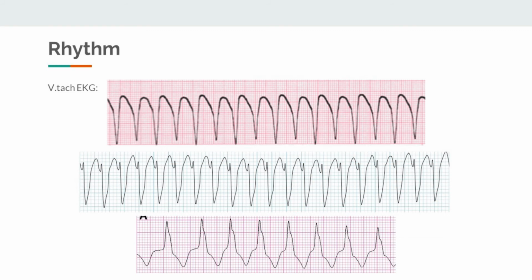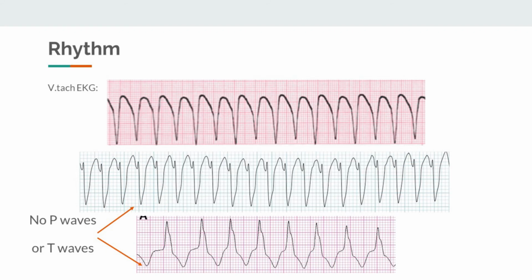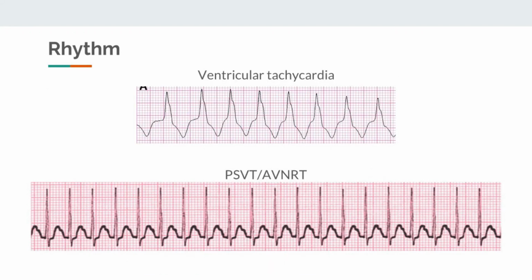The characteristic EKG finding of ventricular tachycardia is the broad or wide QRS complexes. Again, this is because the impulses are originating from within the ventricles and not being conducted via the His-Purkinje system. Also, P or T waves will not be visible in VTach. Now let's check out how VTach compares to some of the other rhythms we've seen so far. In ventricular tachycardia, we can see how the bases of the QRS complexes are much wider when compared with SVT or AVNRT. Remember that SVT had its impulses originating from above the ventricles, hence its narrow complexes.